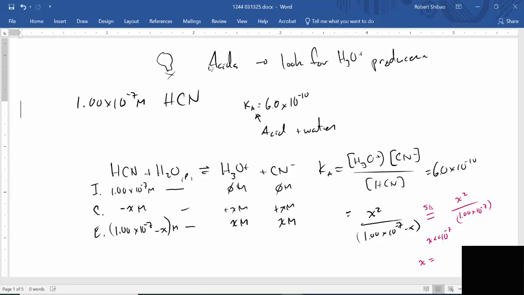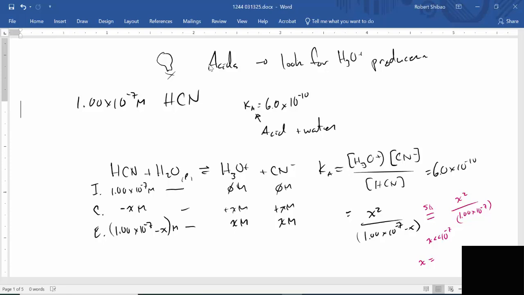Is that 6 times 10 to the minus 10? Yeah, 6 times 10 to the minus 10 times 1 times 10 to the negative 7. Gotcha. And then I skipped a couple of steps, so that's why. And so I got 6 times 10 to the negative 17, and then we'll take the square root of that, and that should give me my x value.